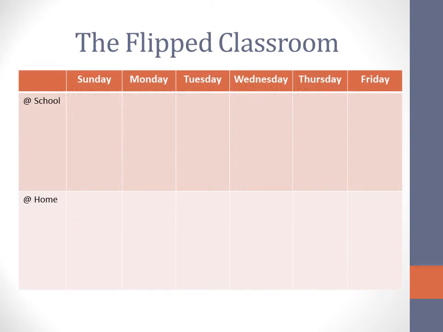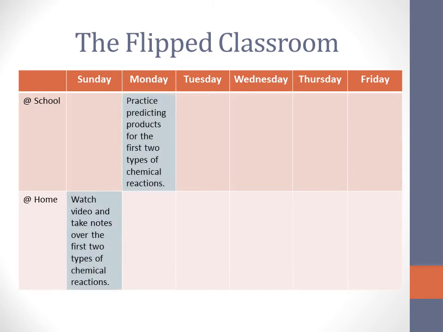Let's consider an example. We're going to look at what a week in chemistry class may look like. Now, this is not an actual calendar. I'm simply using this as an example. On Sunday night, you sit down, you watch a video over the first two types of chemical reactions. On Monday, when you get to class, you show your notes to your teacher and you take a short formative assessment over the material, and then you spend the rest of the class practicing how to predict the products of the chemical reactions.